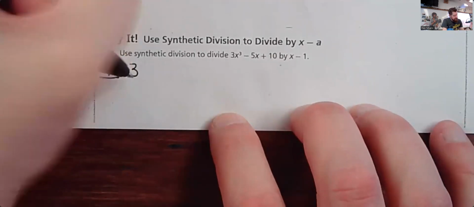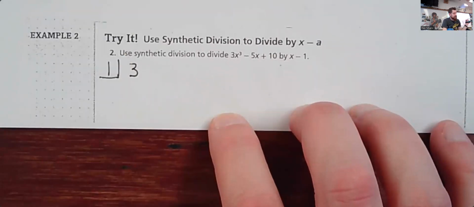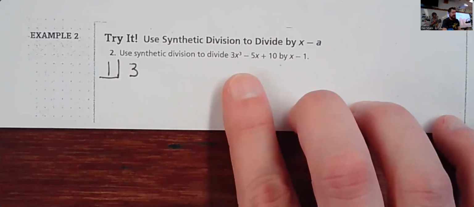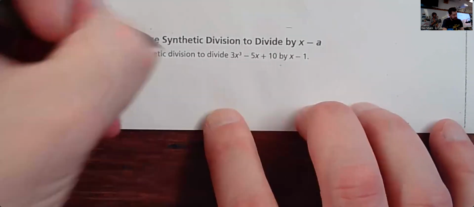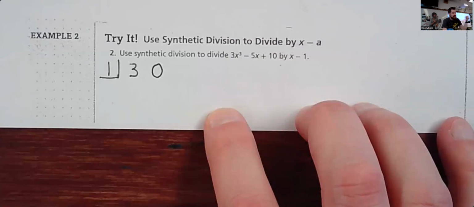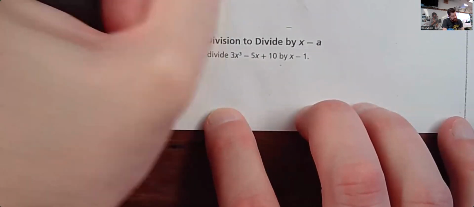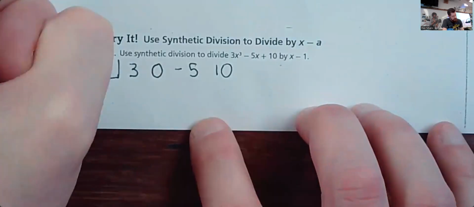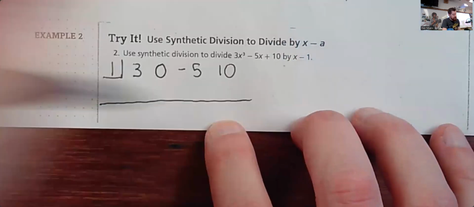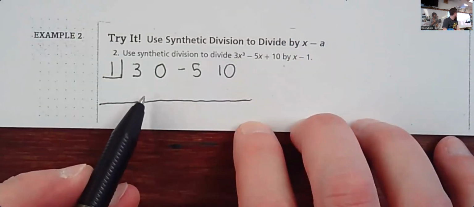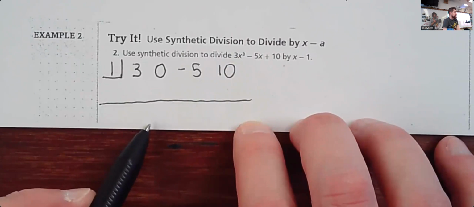We're going to have 3. What's our next coefficient going to be? With the variable x, yes. However, 0. Yep, because there is no x squared, so we need a 0. Then -5. And then 10. And we'll go ahead and draw a line, leaving room in between the line and the numbers above, and leaving enough room underneath the line to write answers.